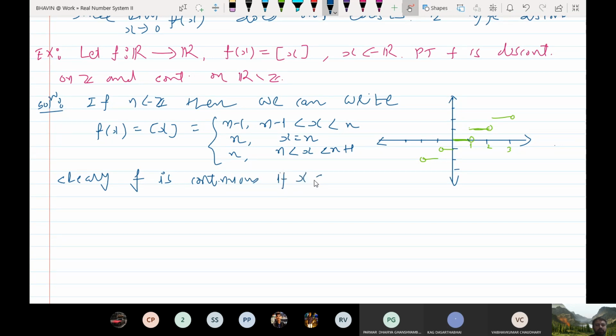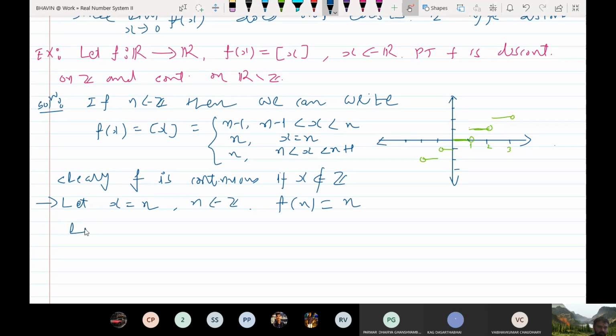If x does not belong to Z. Okay, so now we only need to check the continuity at integers. So now let us take x equal to n, where n belongs to Z. Then what is f of n? F of n is, if x equal to n, f of n is n. Box of n is just n.